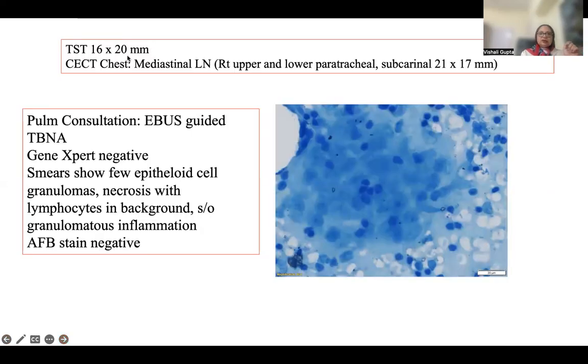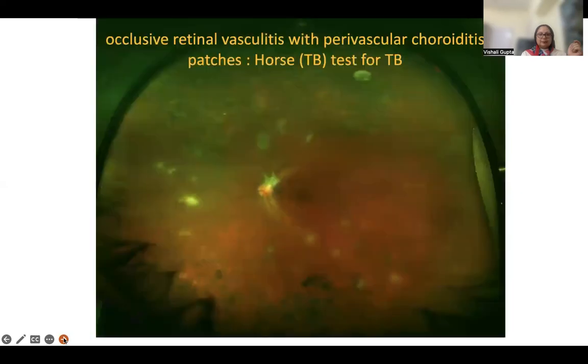For this patient, the TB tests were positive, and when we did the EBUS, actually, it had granulomas with necrosis in the lymph nodes, which were seen on CT scan.